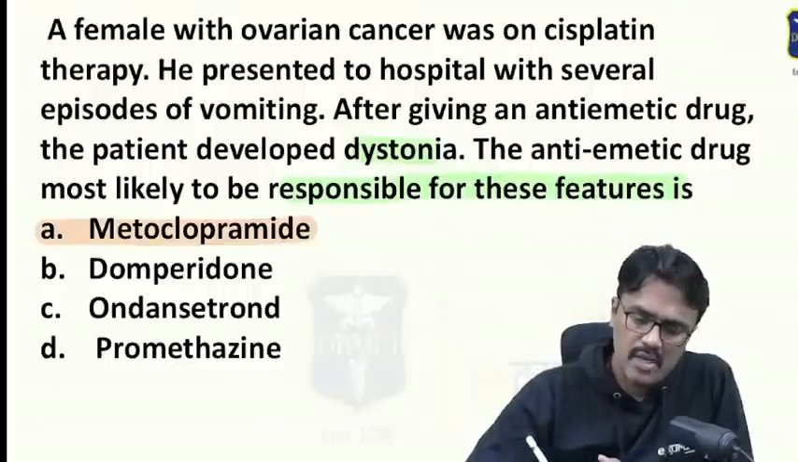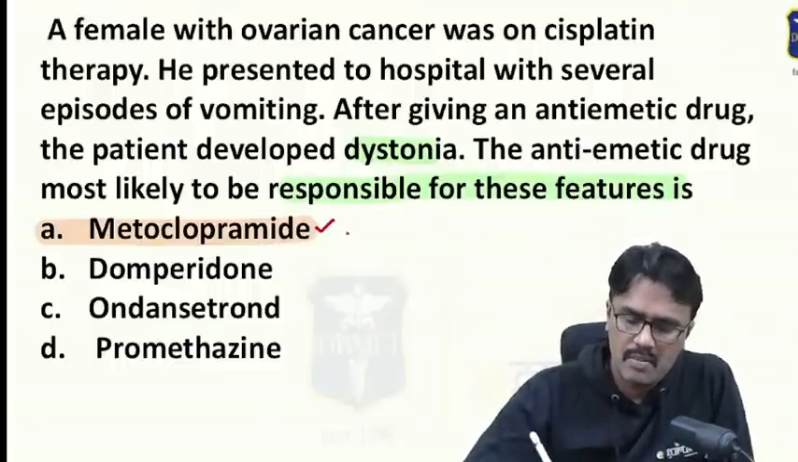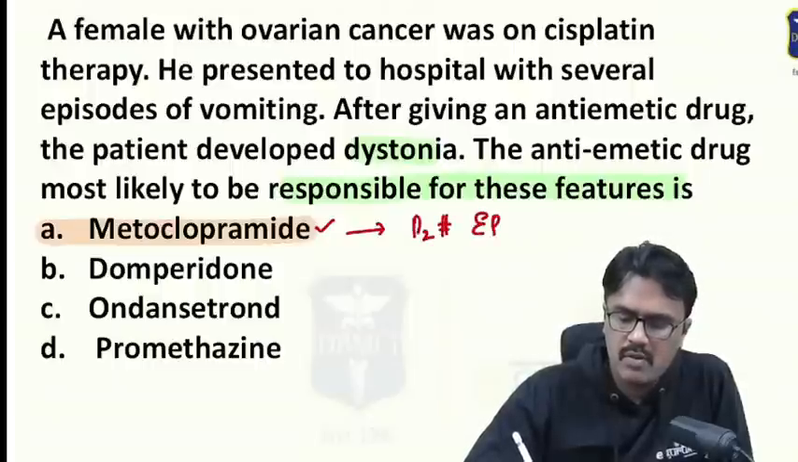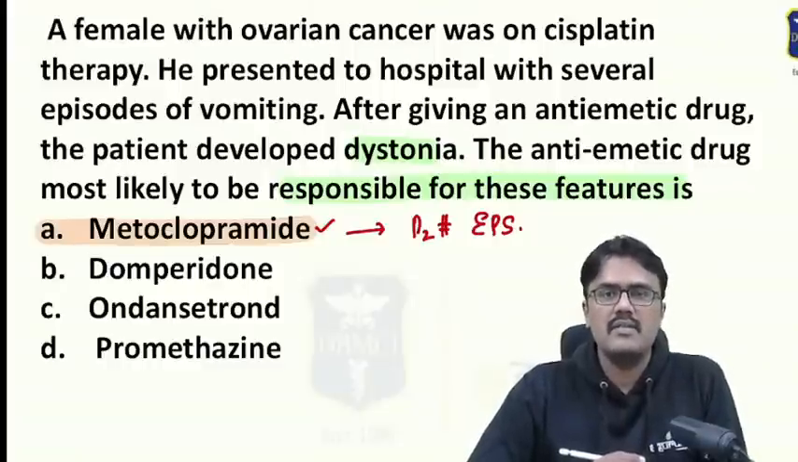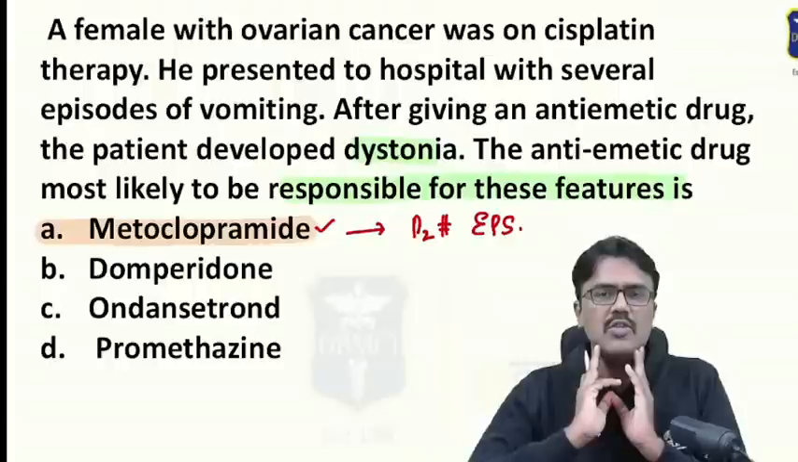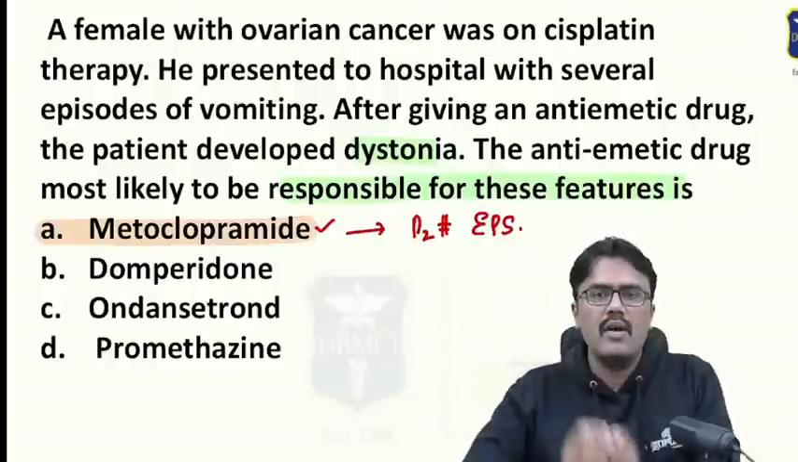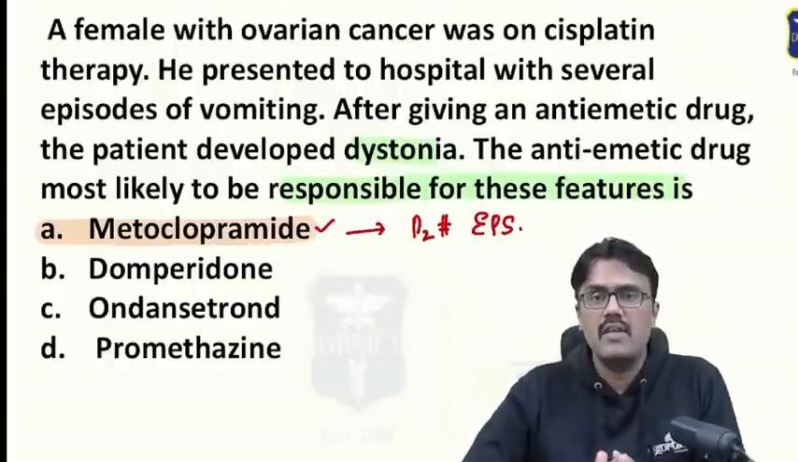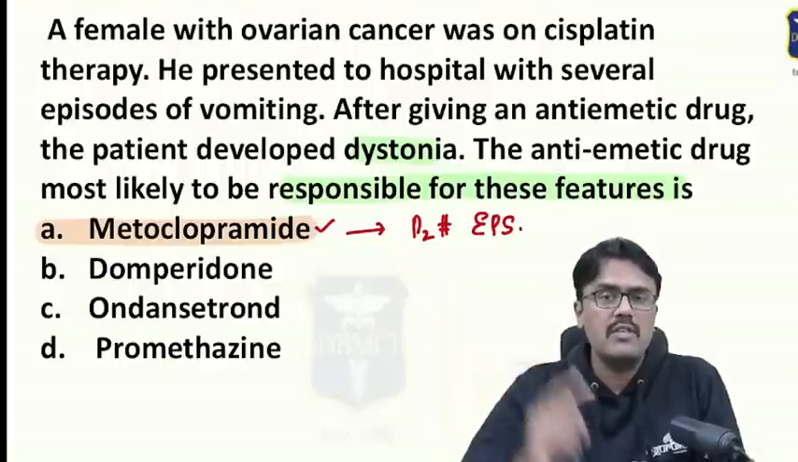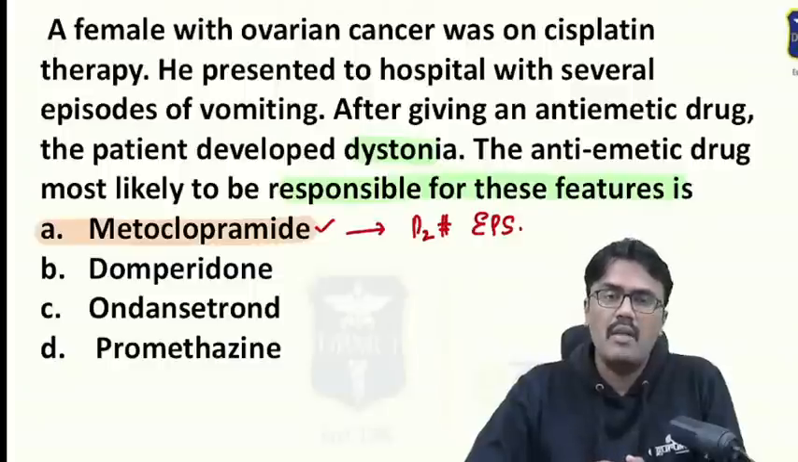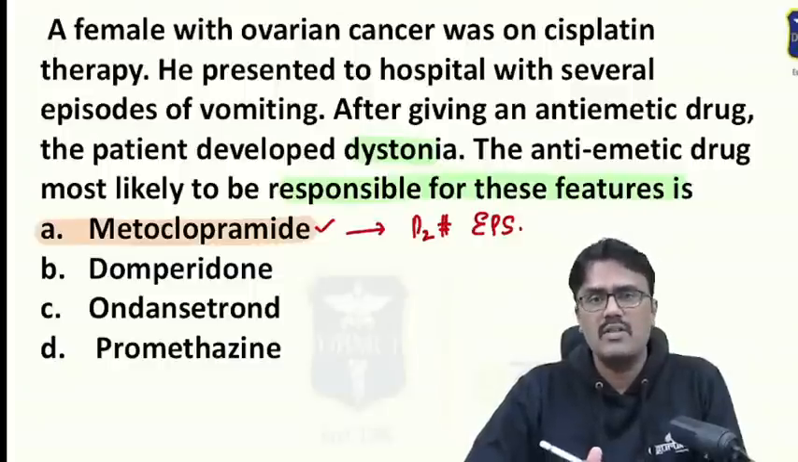So the drug is metoclopramide because it crosses the blood-brain barrier and blocks D2, and is responsible for developing extrapyramidal symptoms. The extrapyramidal symptom that occurs is sudden muscle dystonia, which was recently asked in your INI-CET also. The drug was risperidone. A high dose of risperidone can cause this, and even haloperidol or typical antipsychotics can cause this.